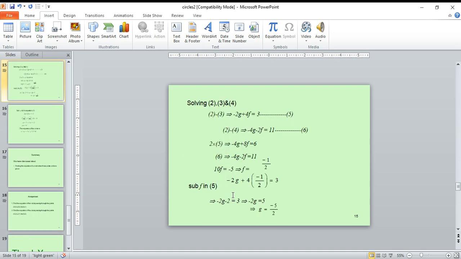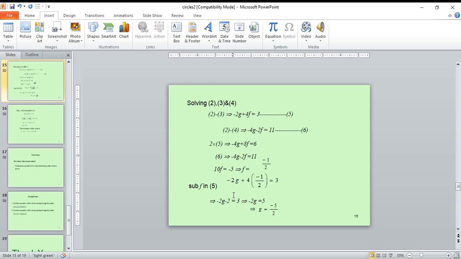Solving equations 2, 3 and 4, we get 2 minus 3 as 2g plus 4f equal to 3, and 2 minus 4 as minus 4g minus 2f equal to 11. So 2 into the first gives 4g plus 8f equal to 6, and the other is minus 4g minus 2f equal to 11. Adding these two, 4g cancels. 6f equal to 17, so f equal to minus 1 by 2.